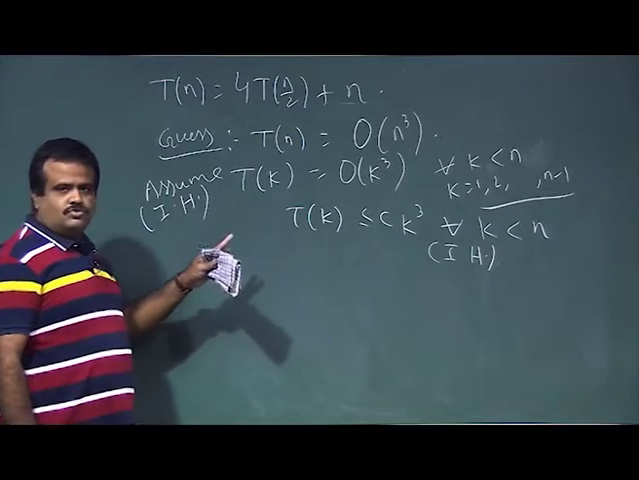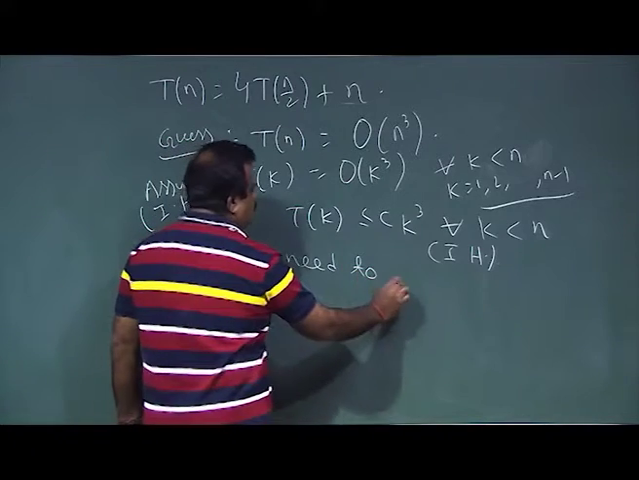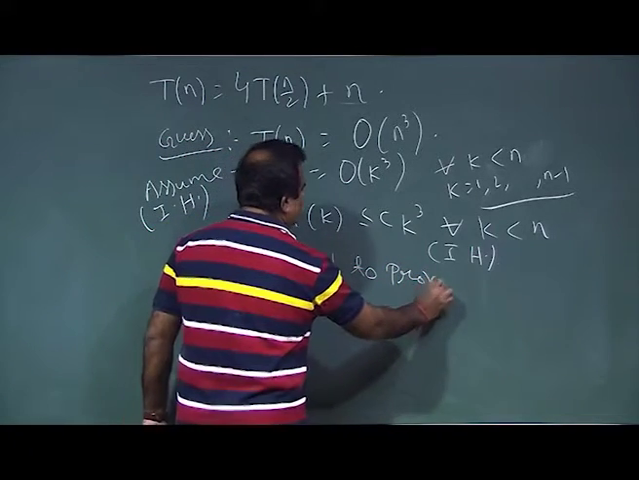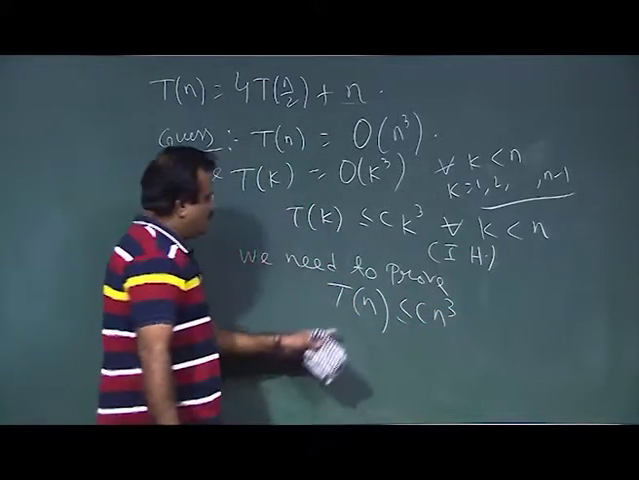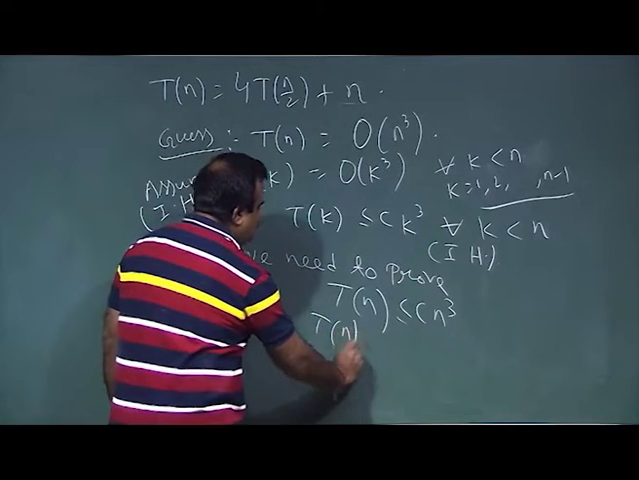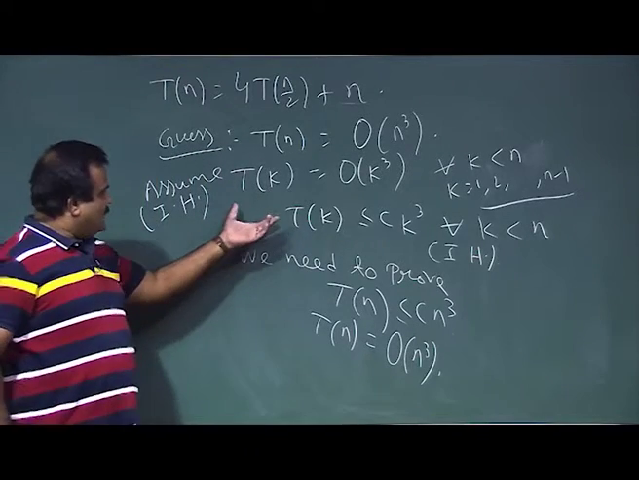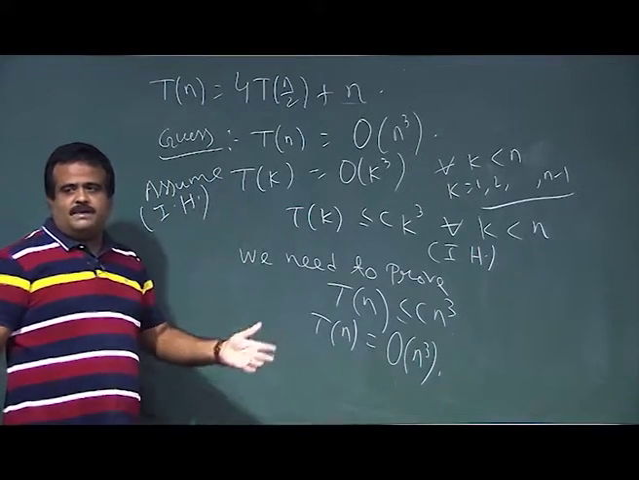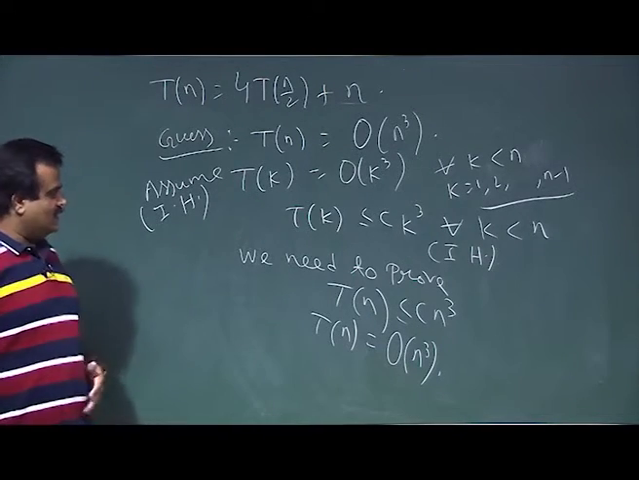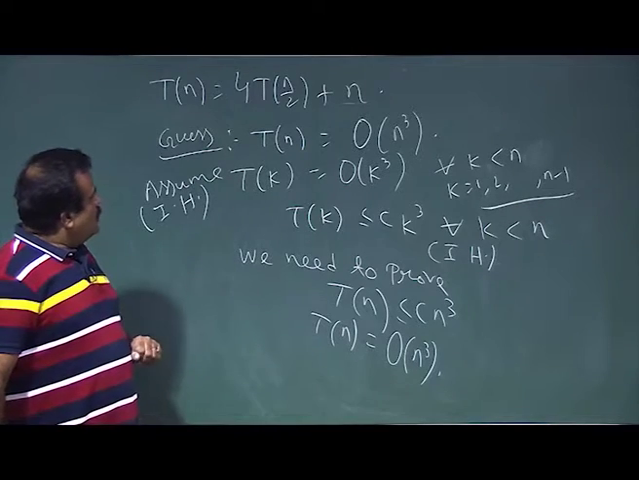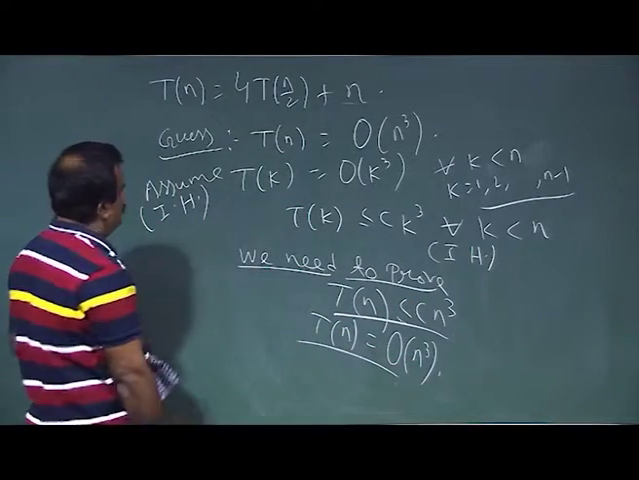Now we need to prove, or show, that T(n) is also less than or equal to c n cube. If we can show this, then T(n) is big O of n cube. By assuming the hypothesis, if we can prove this, then by the method of induction we can say this is true for all natural numbers n. So, that is the way we proceed. Okay, so, let us try that. We need to show this, this is not yet done.